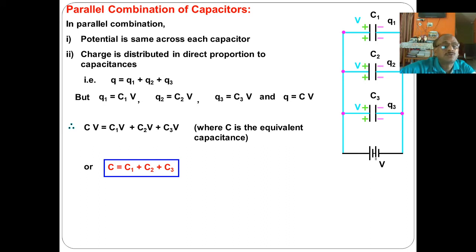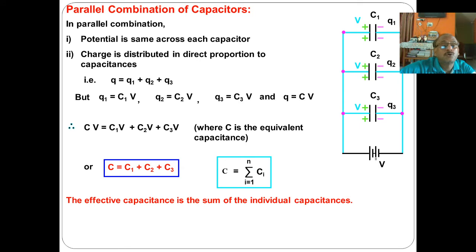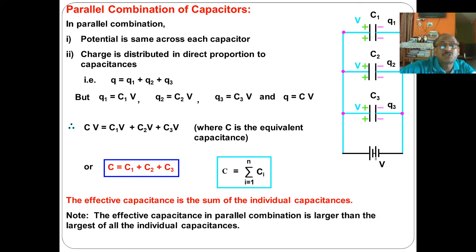Now compare it with what you studied in class 10, that is combination of resistors. If R1, R2, R3 are three resistors connected in series, then their equivalent R equal to R1 plus R2 plus R3. So capacitors and resistors are opposite of each other. So C equal to, if there are n capacitors, the summation of all. Now the effective capacitance in parallel combination will be greater than the largest of all individual capacitors.